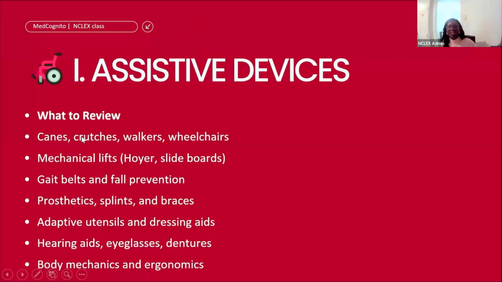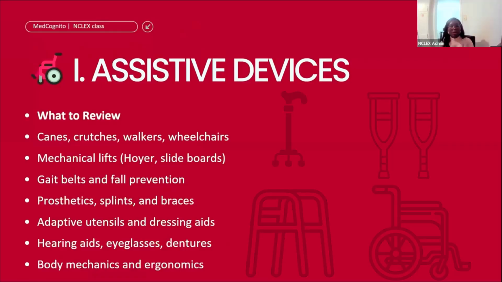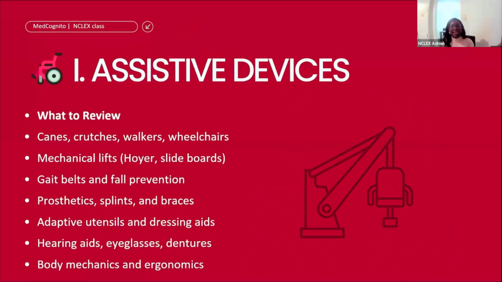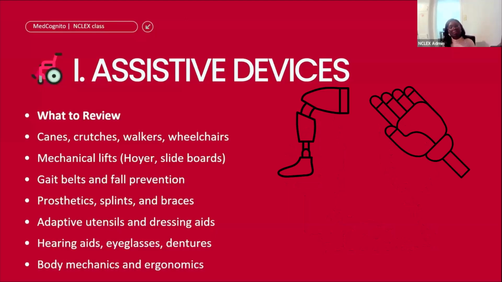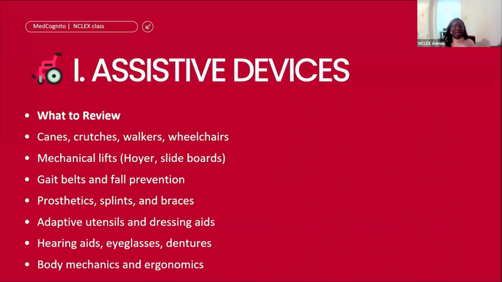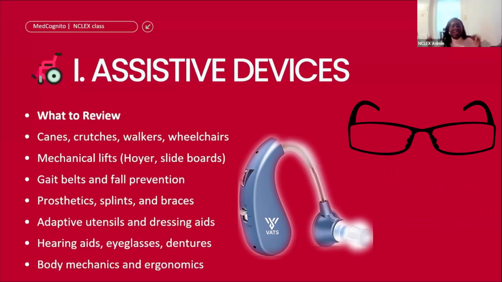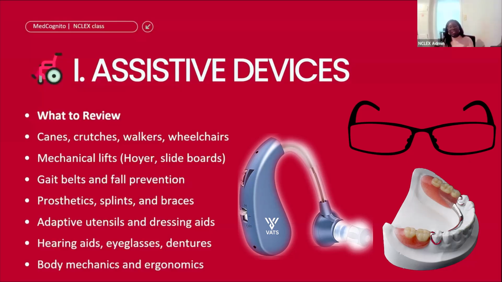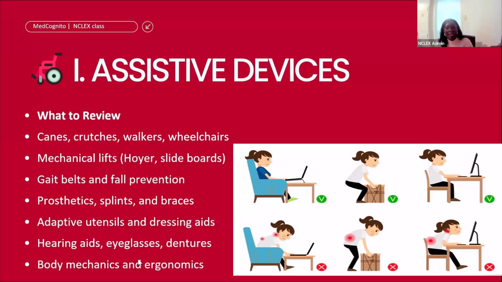So for assistive devices: canes, crutches, walkers, wheelchairs, mechanical lifts, gait belts, and then fall prevention, prosthetics, splints and braces, adaptive utensils and dressing aids, hearing aids, glasses, dentures. So you have a client with dentures, what are you supposed to do? If that client is going for a surgery, what are you supposed to do? You can have questions on all of that. Then body mechanics and ergonomics. So that's for assistive devices.